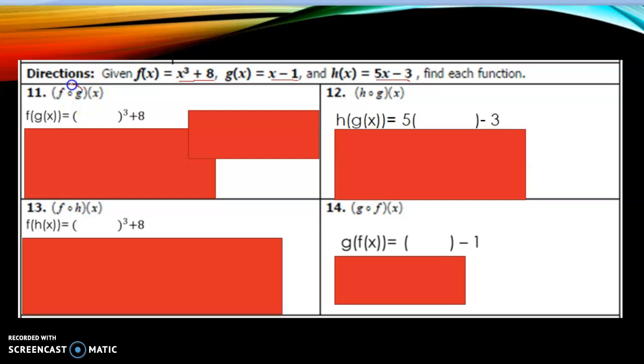So I'm plugging in g going into f. So we could rewrite this: g is inside of f. It's not required that you have this step, but these are two different ways you're going to see this written. So I like to write that step.